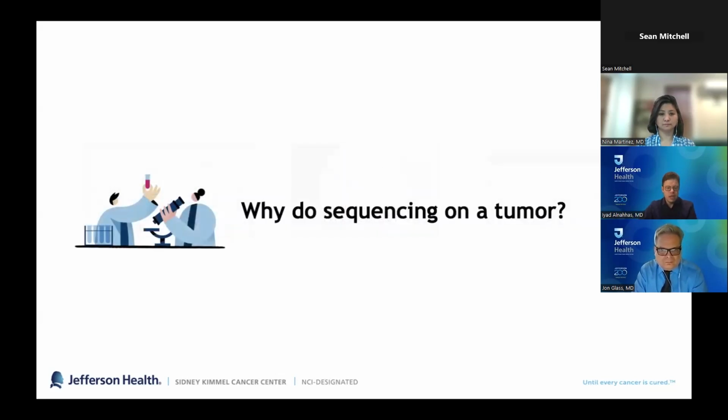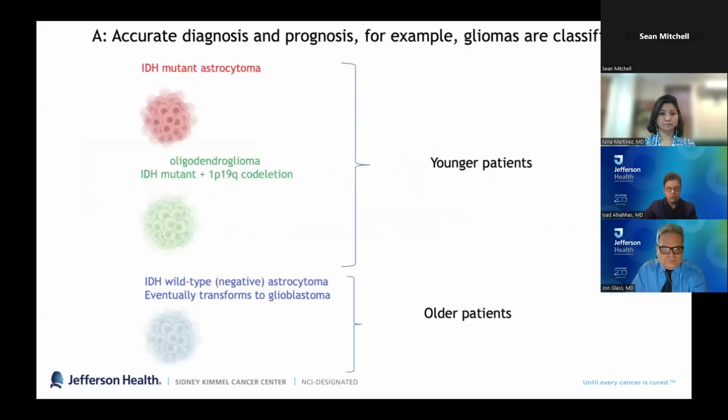So why in 2024 is it kind of routine practice for us to sequence a tumor? There are two big reasons. Number one is that we want to reach accurate diagnosis, because accurate diagnosis helps us a lot in prognostication, helps us a lot in understanding what we're exactly dealing with.